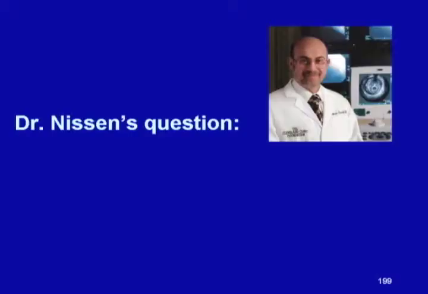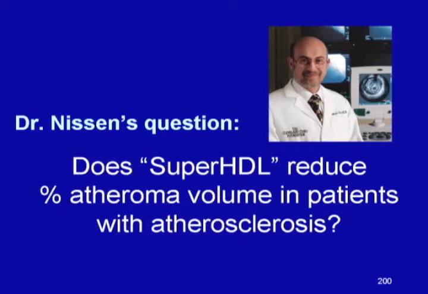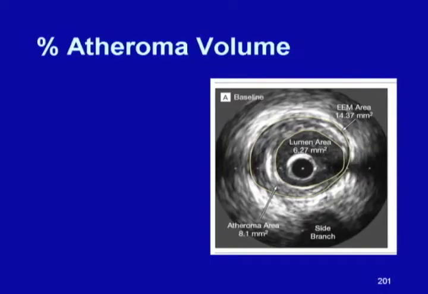It was a preliminary communication. It was a small sample size, as you'll see. Dr. Nissen's question is, does super HDL reduce percent atheroma volume in patients with atherosclerosis? Very simple, straightforward hypothesis. All right? So here's a little diagram. This is a cross-section of the vessel that's occluded. Here's the outside of the vessel here. Here's the inside of the vessel. This is the lumen, where the blood flows through, lumen meaning clear or light. Here's the transducer for the intravascular ultrasound.